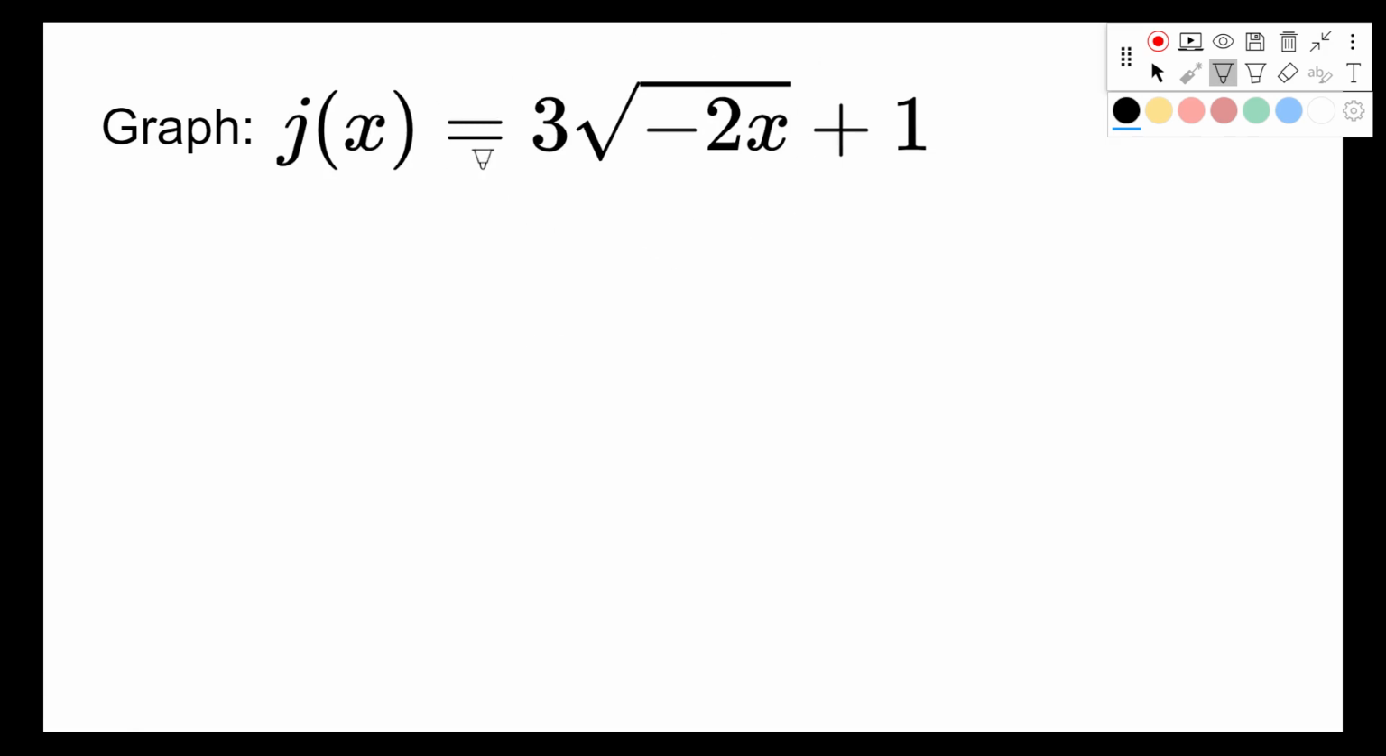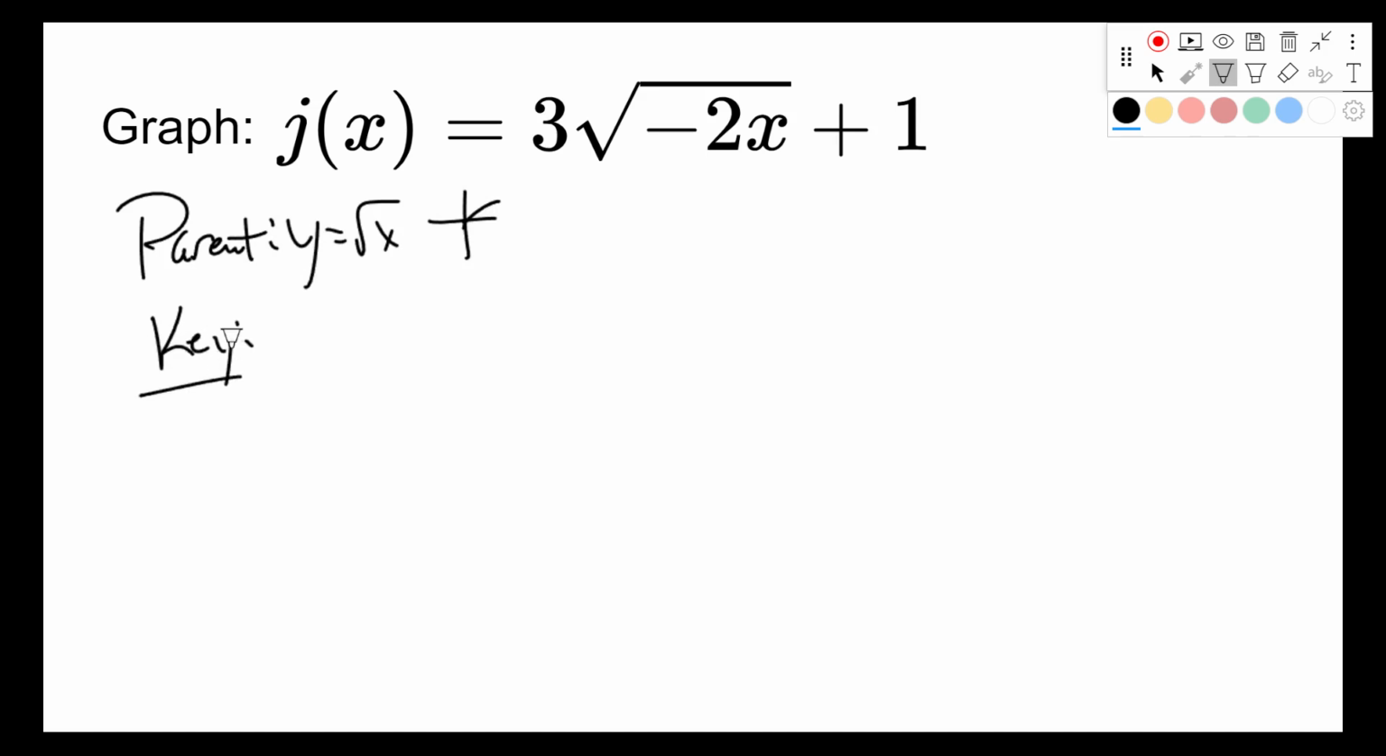Okay, last one. Here we go. J of x is equal to 3 times the square root of negative 2x plus 1. Let's identify that parent graph. So that parent graph is going to be y equals square root x. Looks like this. That's the parent graph. Okay, key points on the parent. 0, 0. I can't use any negatives for x. 1, 1. 4, 2. Those are my 3 easiest ones to use. There are 4 transformations up here.